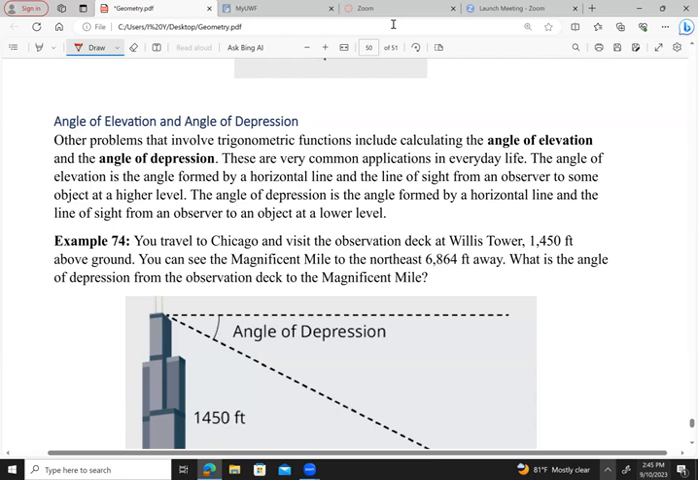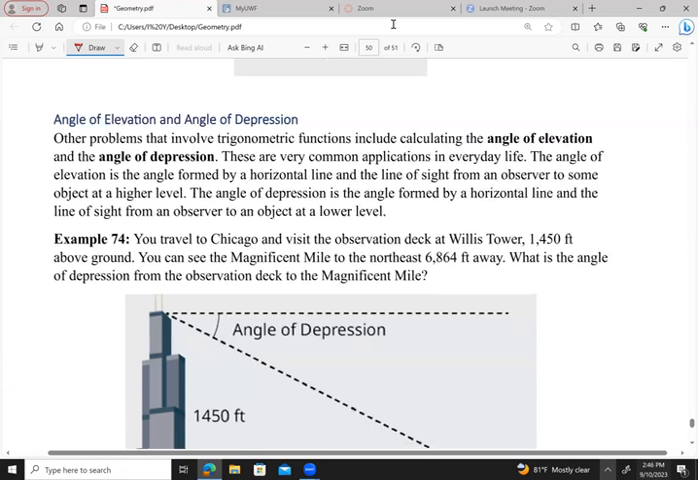So next thing we look at is called an angle of elevation and an angle of depression. Other problems that involve trigonometric functions include calculating the angle of elevation and the angle of depression. These are very common applications in everyday life. The angle of elevation is the angle formed by a horizontal line and the line of sight from an observer to some object at a higher level. The angle of depression is the angle formed by a horizontal line and the line of sight from an observer to an object at a lower level.